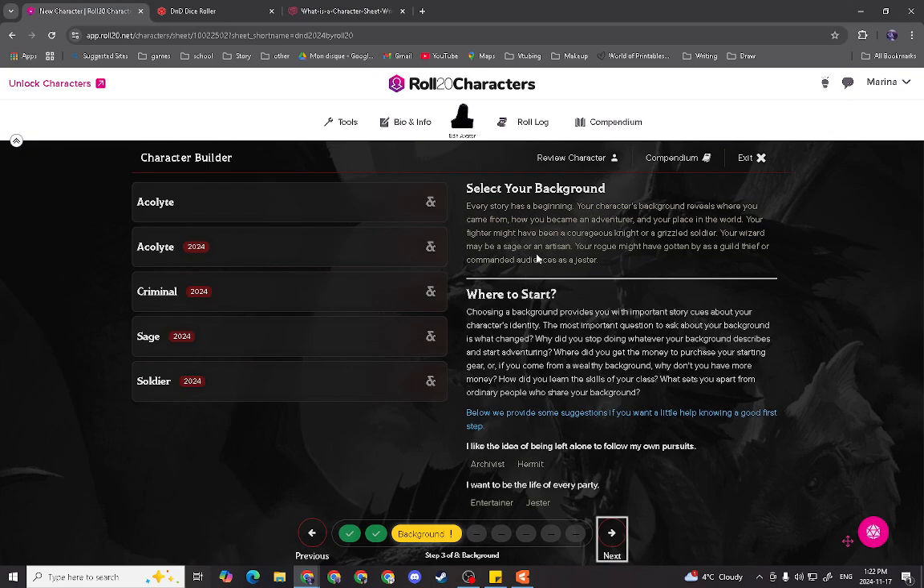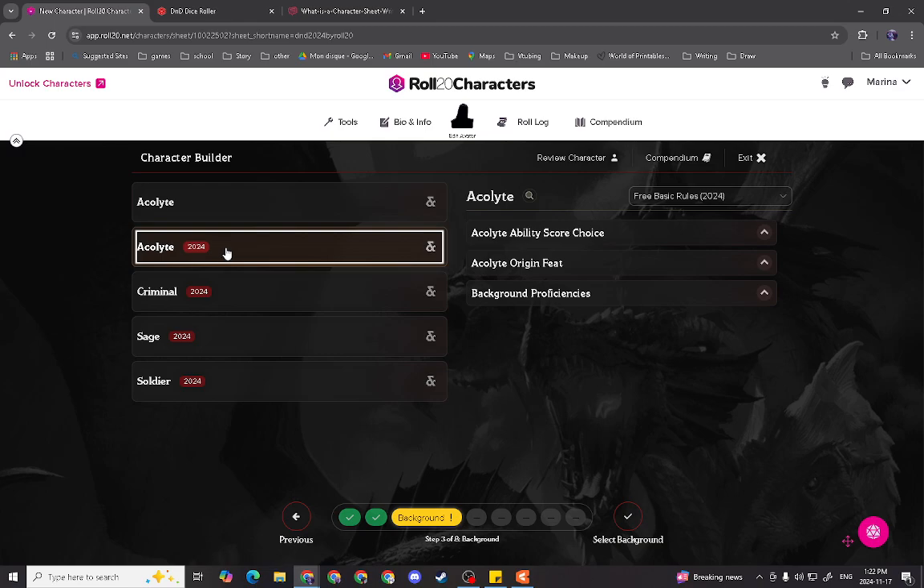Alright, your background. That is essentially who you were before you started adventuring. Right, okay, yeah. So here they only have 4. They have Acolyte. Do you have 2024 beside them, though? Yeah, does that matter? It doesn't really matter. It's the 6E edition and not the 5E, but they only have Acolyte for 5E.